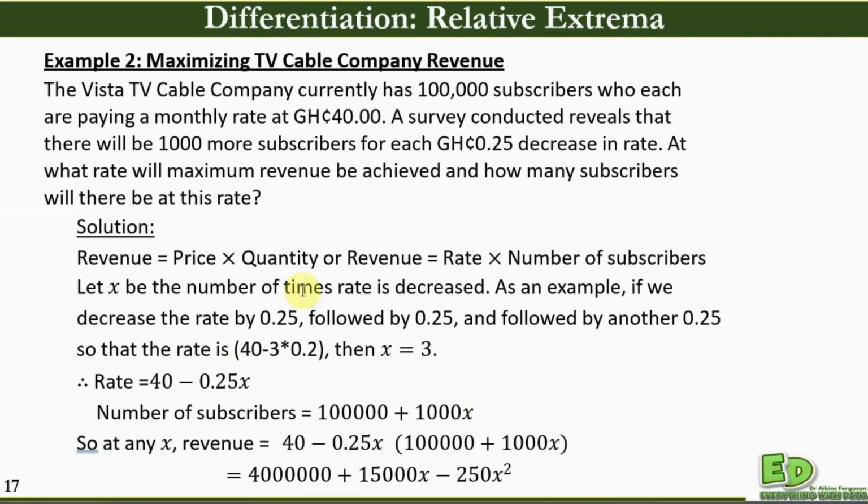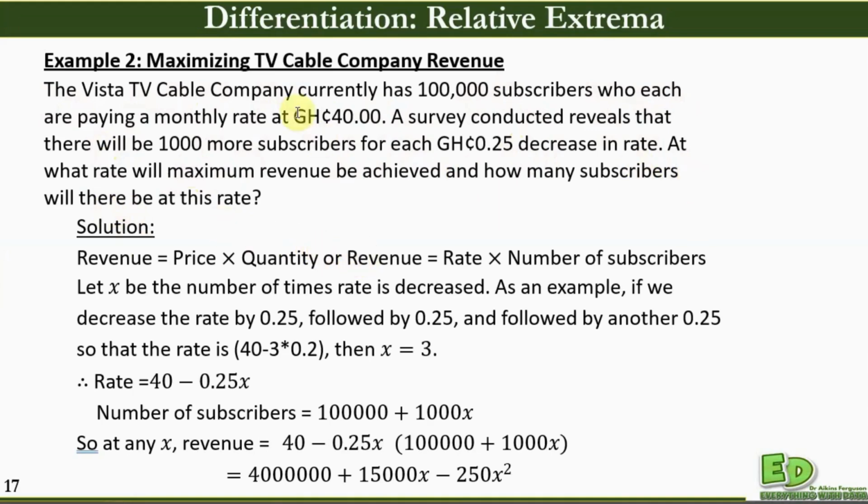This is also another example under relative extrema where we have to apply what we've learned. So the Visa TV company currently has 100,000 subscribers who each are paying a monthly rate of 40 Ghana cedis. A survey conducted reveals that there will be 100 more subscribers for each 0.25 decrease in the rate. At what rate will maximum revenue be achieved, and how many subscribers will there be at this rate?